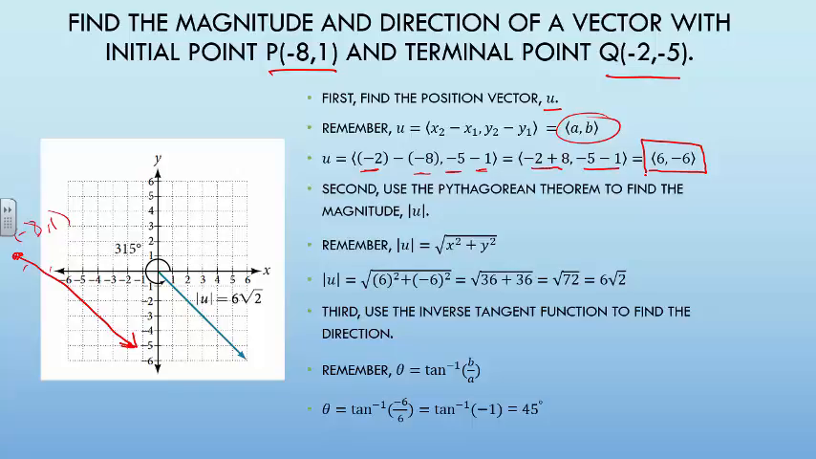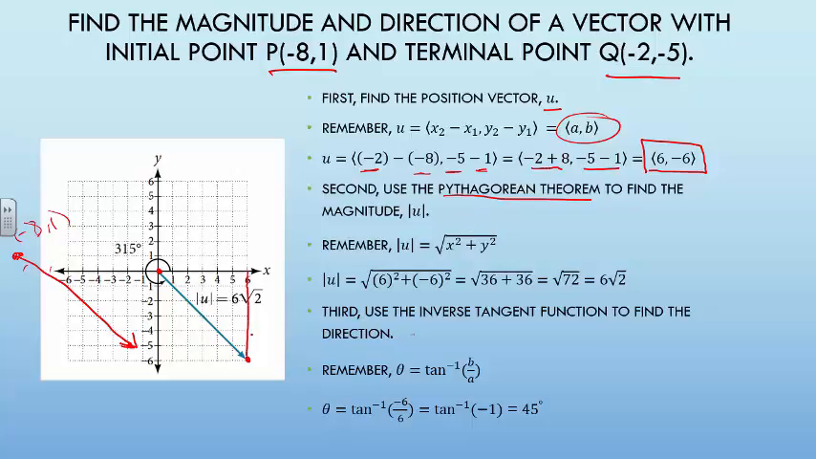So we go ahead and draw that. And it's here for us already, but just remember the position vector always starts at 0, 0, and we have this point here, 6, negative 6. We'd go over to 6 on the x and down on the y. Now we have the position vector. The second step is to use the Pythagorean theorem to find the magnitude of u. So here we have the magnitude of u is the square root of x squared plus y squared. So let's take a look at what this looks like here.